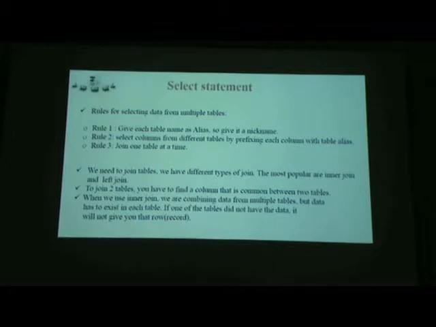So first, give each table an alias, a letter. It can be one letter or two letters. Rule 2, select columns from different tables by prefixing each column with the table alias. For example, if you want to choose first name from student, then you write S dot first name. S is the alias, so prefix that column with the alias of that table. Rule 3, join one table at a time.